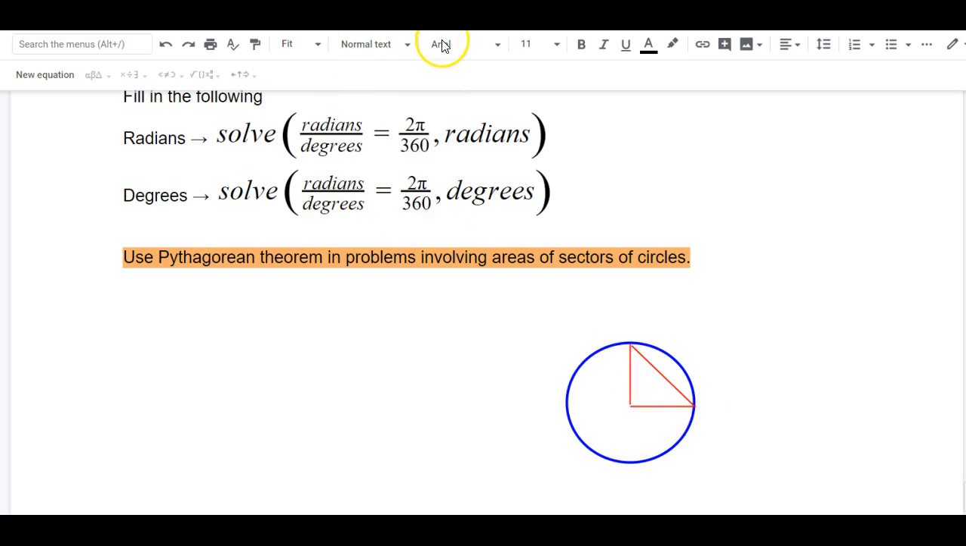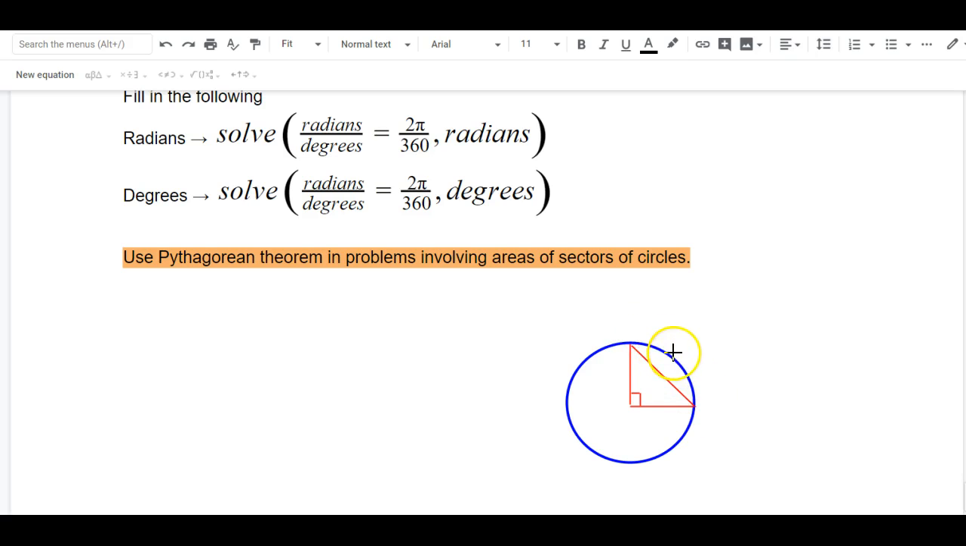So let's remember, what is the Pythagorean Theorem? Well, it is leg squared plus leg squared equals hypotenuse squared. And again, that only works for right triangles, so you'd have to know for sure that this is a right angle, 90 degrees. Then you could put in the formula, leg squared plus leg squared equals hypotenuse squared, and you could use that to help you calculate the area of the segment.